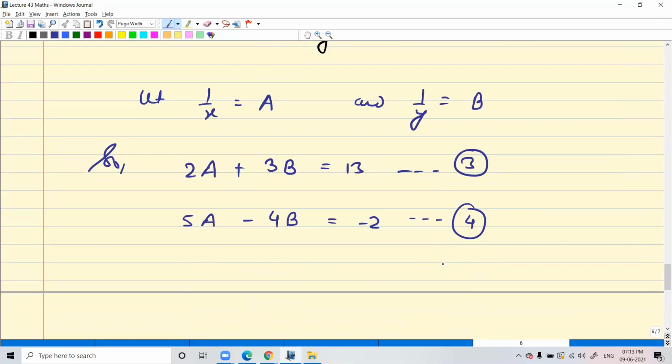Okay, so now it started looking like our normal equations, which we have solved so far, right? ax plus by plus something, whatever. So let's write it in the standard form also, if you want. Or which method do you want to use to solve this problem? Elimination, sir. Yes, use elimination for this one.